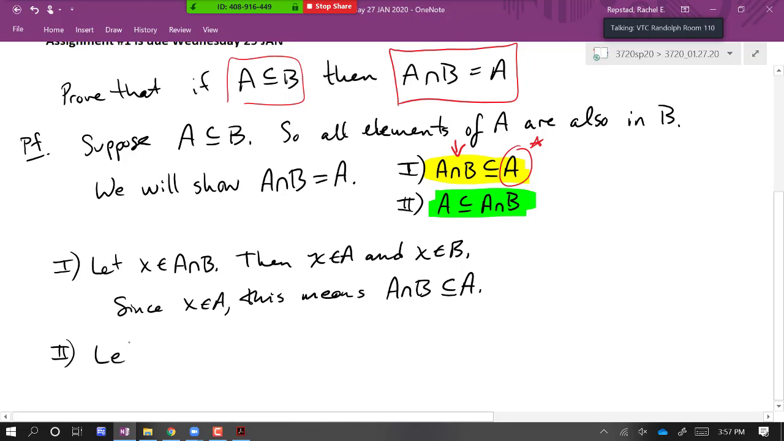So we're going to let X be an element of A. And we want to show that it has to be in A intersect B. Let's note that we haven't really used the premise of this statement that we're trying to prove. The very first thing we said was suppose A is contained in B, and then we even reworded what that means.